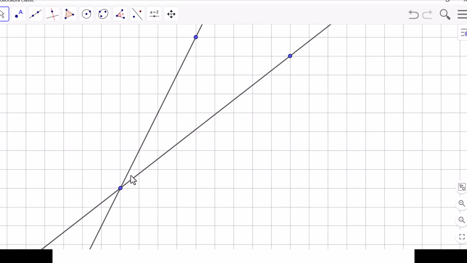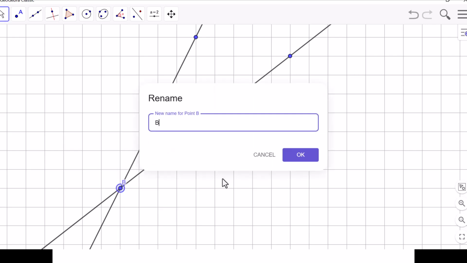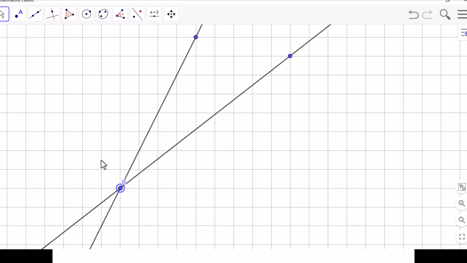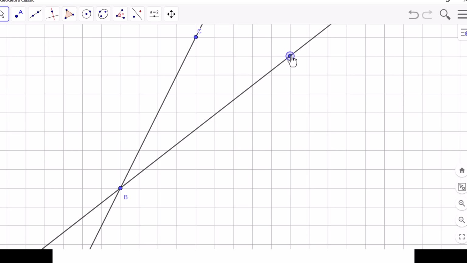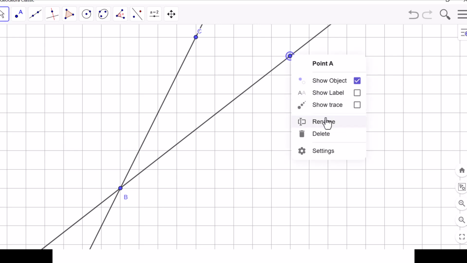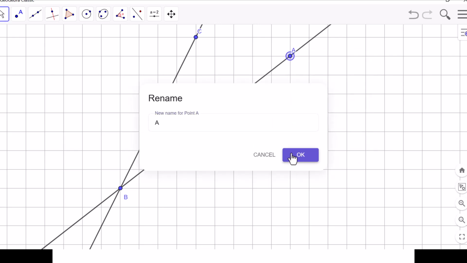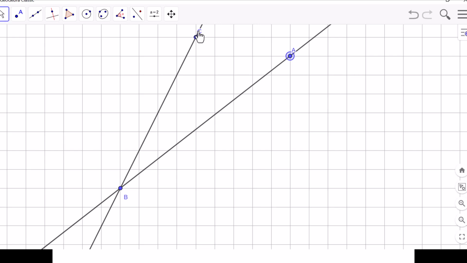And I can put names on these points. I can just click and rename. It's already named B. So that is point B. I can give this point a name. Just click on it, click on rename. That is point C. I can give this a point, just click on it, choose rename, you see point A. Now these are my 3 points that form the angle.